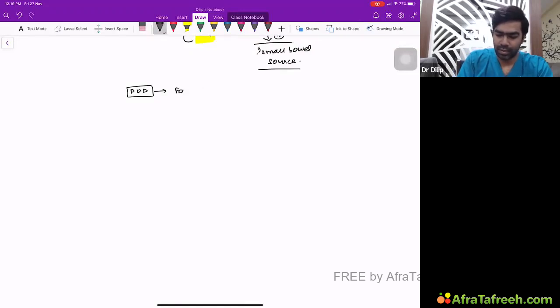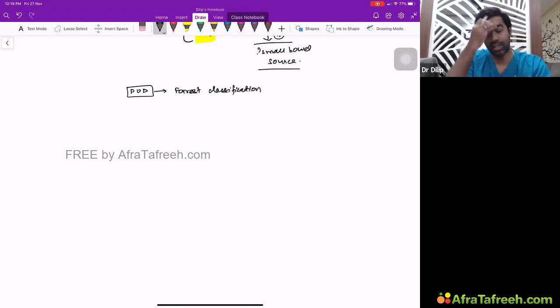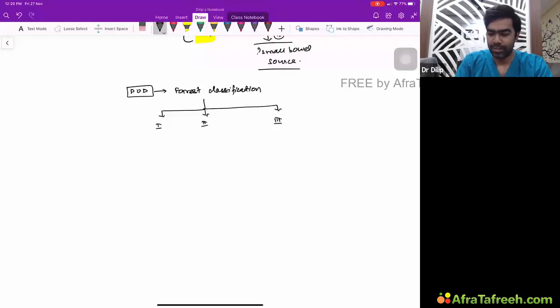This is called the Forrest classification. Sorry for the wrong name, Forrester grading. Forrester grading is for cardiogenic shock after myocardial infarction. I think I would have told that. But this is called the Forrest classification. Based on the Forrest classification, you can divide the bleeding ulcers into three: grade 1, grade 2, or grade 3. Grade 3 is the simplest form.